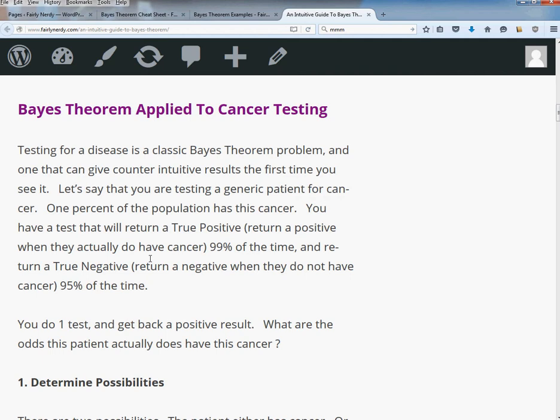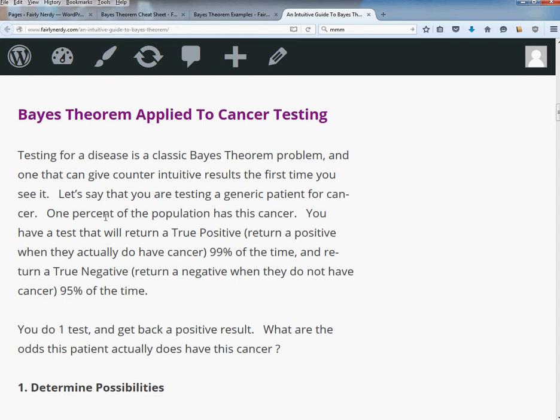So the example we're going to be showing is Bayes' theorem applied to disease testing, in this case cancer testing. And here's the problem. Let's say that you are testing a random, generic patient for cancer, and 1% of the population has this cancer.